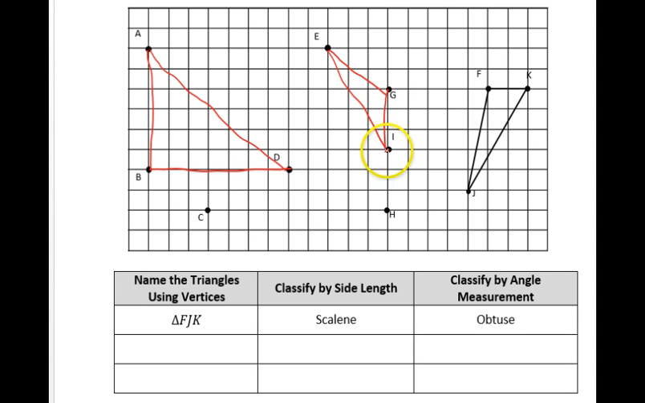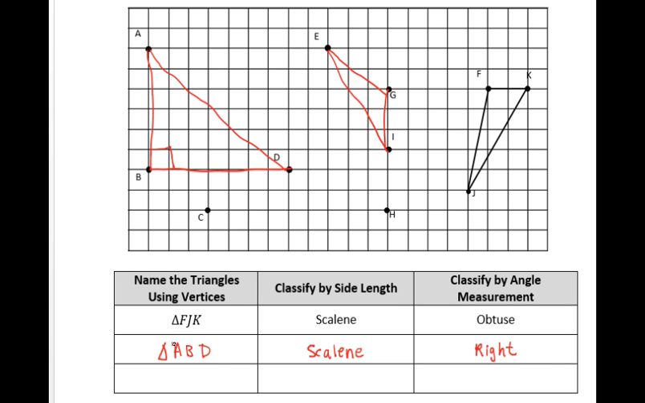In the next step, we're going to name our triangles and classify them by their side length and their angle measurement. The first triangle I drew is triangle ABD. So those are the three points that I used for that triangle. If I look at the side length, you can see that none of the sides have the same length. So we will call this a scalene triangle. Looking at their angles, I know that I created a 90 degree angle where angle B is. So that means this triangle is a right triangle.